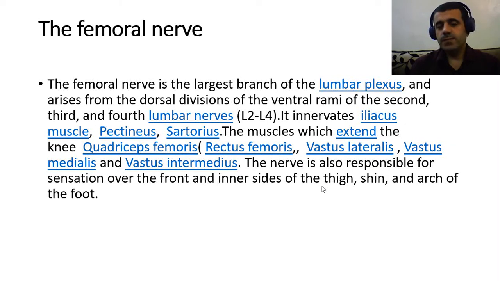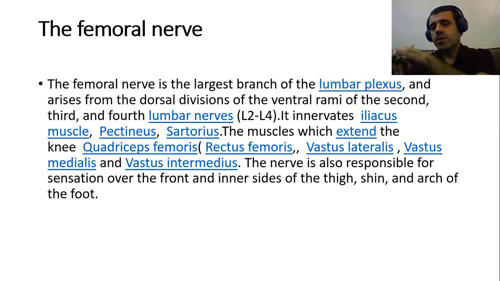The femoral nerve is also responsible for sensation. So we said the motor branches go to these muscles, and the sensory branches come from the inner side, the medial side of the thigh, the shin, also the medial side, or the whole shin, and the arch of the foot. The arch of the foot is beneath the foot.